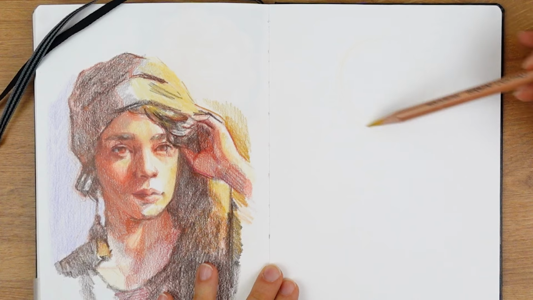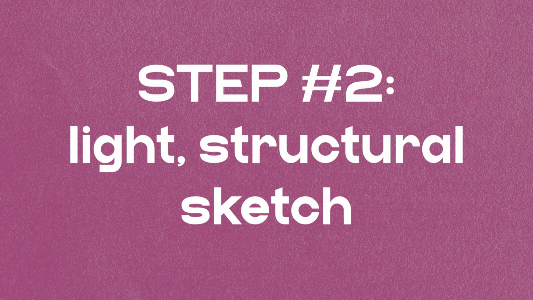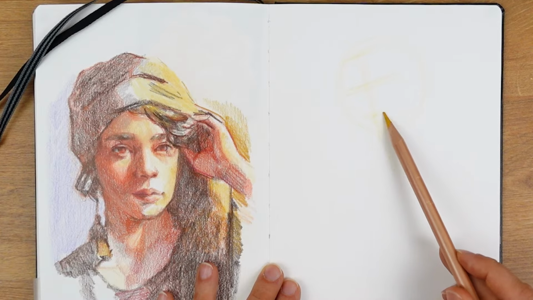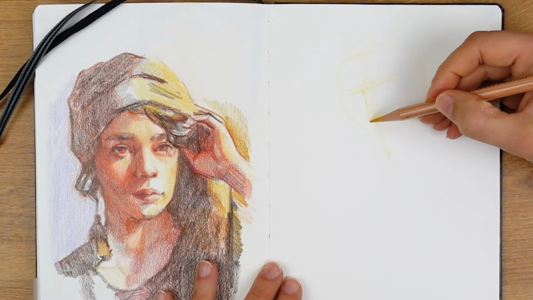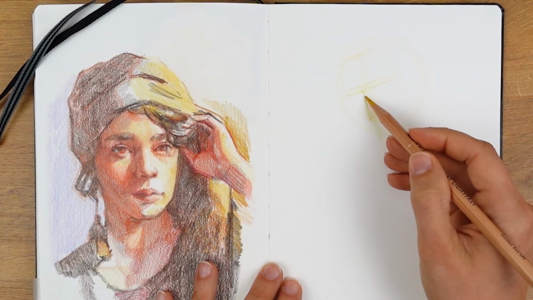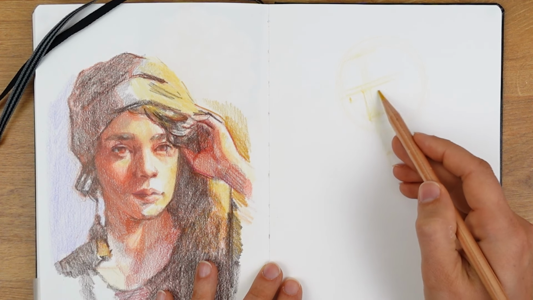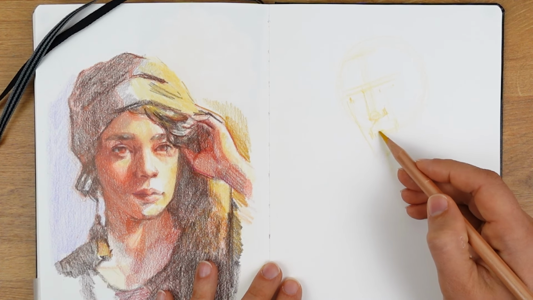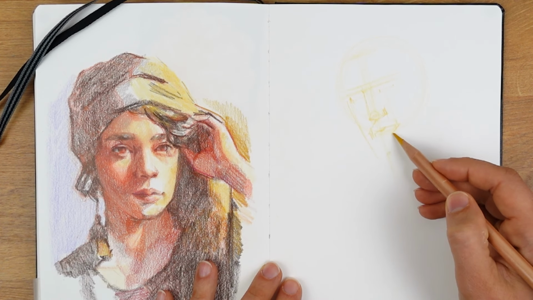For this portrait, I began with a light structural sketch. My number one rule for drawing, no matter what the subject, is to work from general to specific. I started with broad, simple shapes to establish proportions and placement. Then I gradually added more specificity and more pencil pressure. Even though I'm not shading yet, I'm already thinking about value.